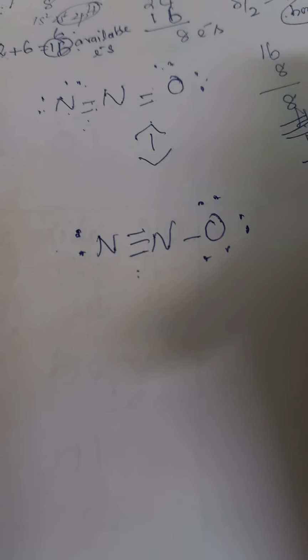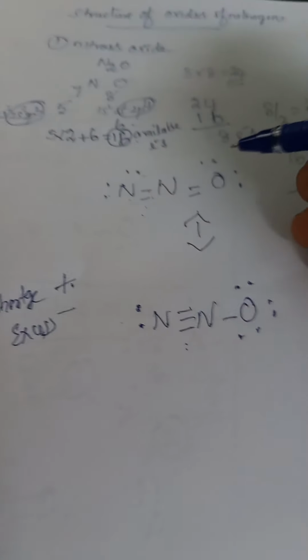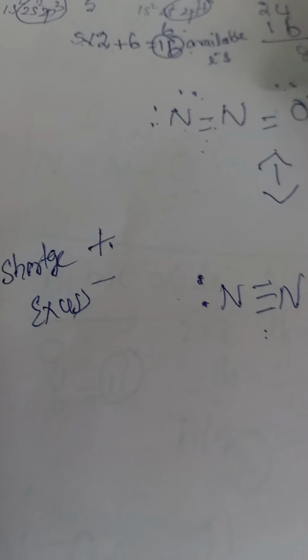Now there are 2 types of charges we have to place: one is the positive charge, the other one is the negative charge. For shortage, you write the positive charge. For excess, write the negative charge. So, how will you find the shortage? How will you find the excess?